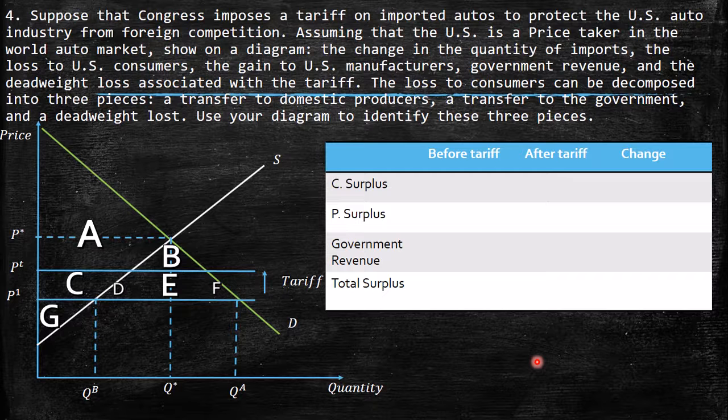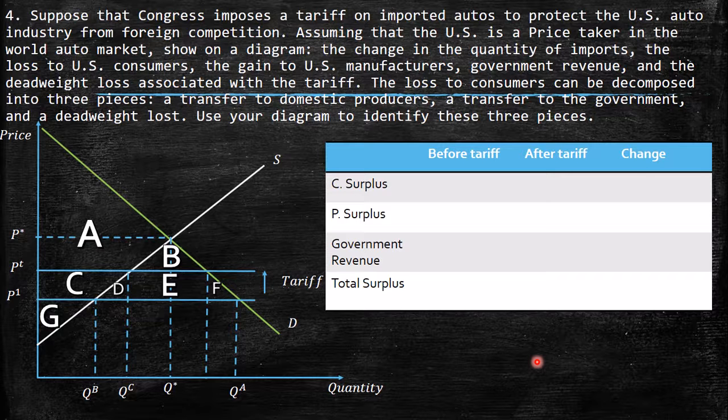At this new price, which includes the tariff, naturally the objective of the tariff is that producers can be more competitive, so they can produce more. Instead of QB, they will produce QC, okay?